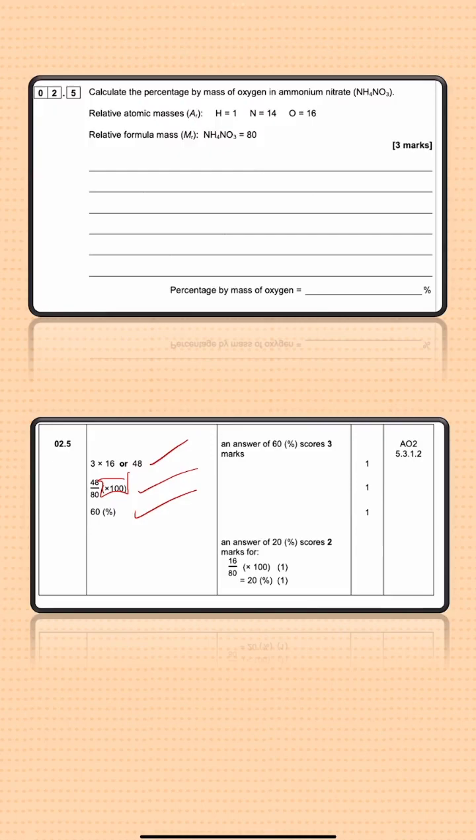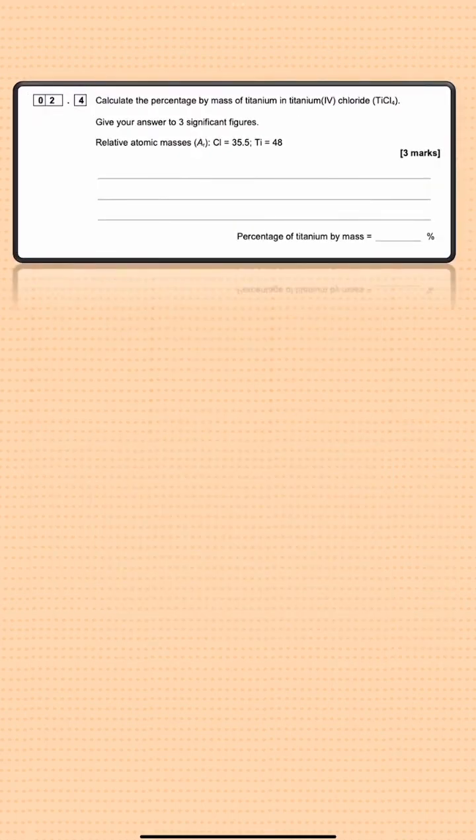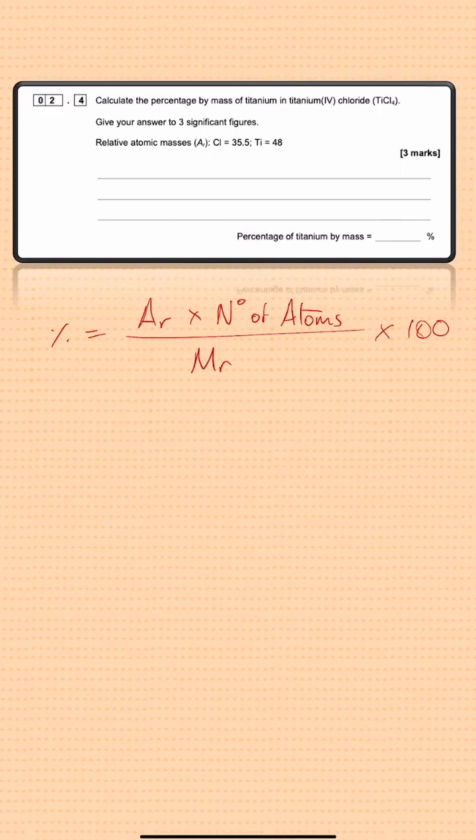We've got another one like this. So let's see if you guys can do this. Percentage by mass of titanium in titanium chloride. This is a bit easier, hopefully. There's only 1 atom of titanium. So remember the equation and see if you can work it out. So everyone try this out. Let me know in the comments what you think the answer is and I'll go through it. So titanium chloride. So percentage is equal to AR or RAM times by number of atoms of titanium divided by the total MR, and then times by 100 if you want it as a percentage.